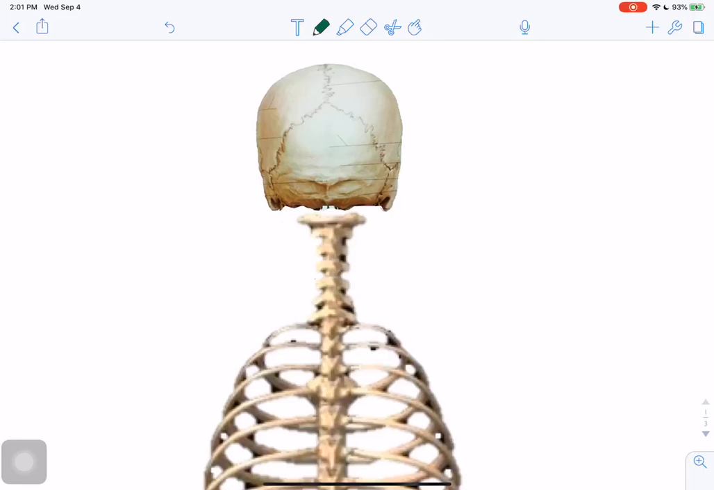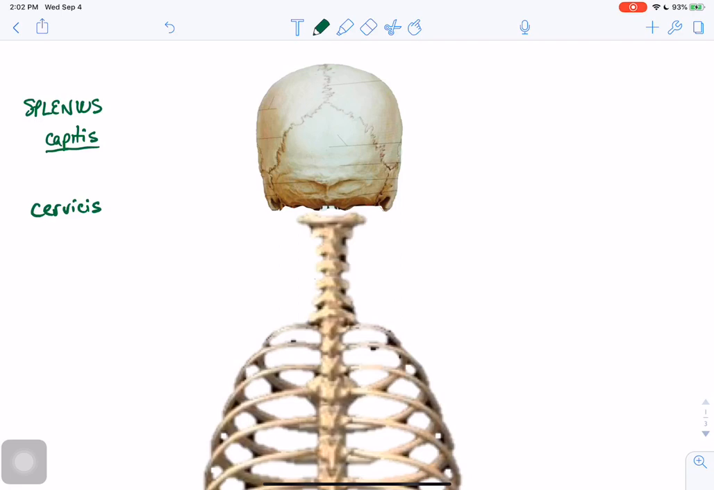Okay, so we're going to start off today by talking about the splenius muscles. And splenius has two parts, a splenius capitis. Capitis refers to the fact that the muscle is inserting on the skull. And a splenius cervicis, which refers to the fact that it's inserting on the cervical region.